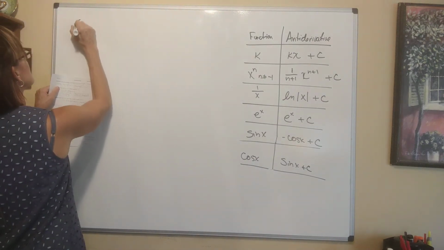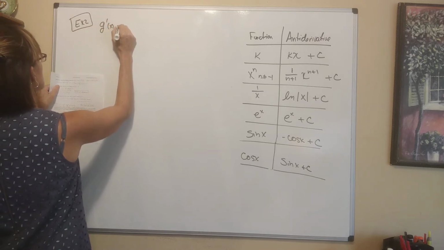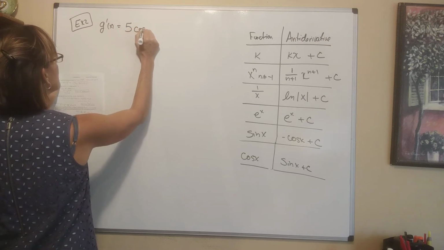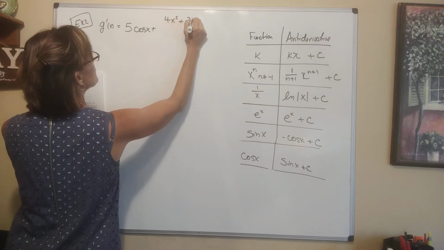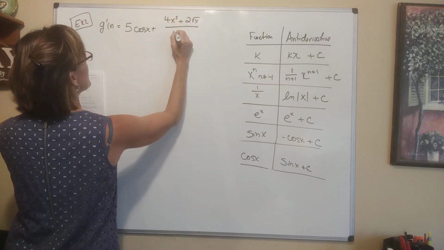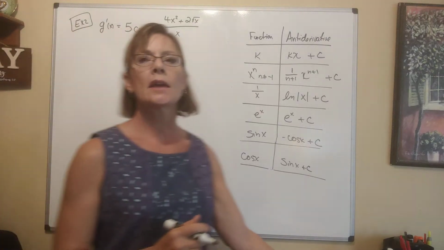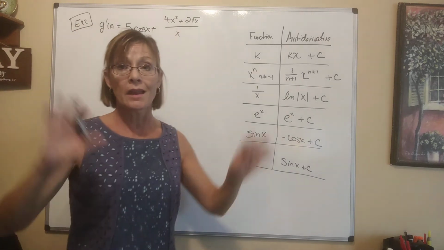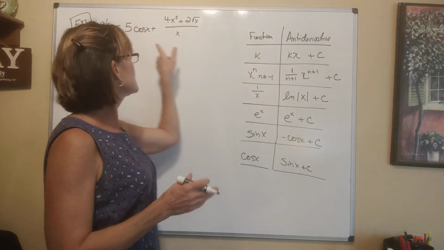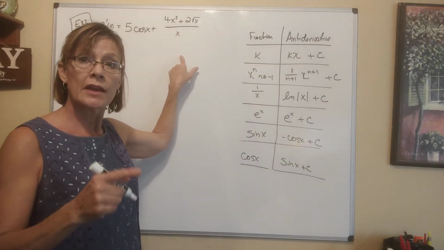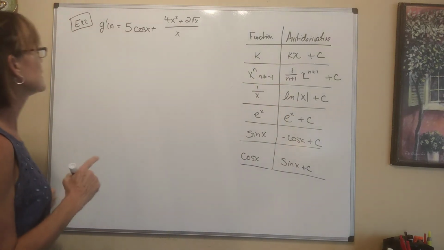This is example 2. g prime of x is equal to 5 cosine of x plus 4x squared plus 2 square root of x, all divided by x. And so just like we were learning how to take derivatives, now that we're learning how to take antiderivatives, we don't know how to take everything in the world. We know a few rules. So far, these are the only rules we know. So we need to sometimes manipulate our function correctly, algebraically, legally, until we can get it in a form that we can take the antiderivative of.